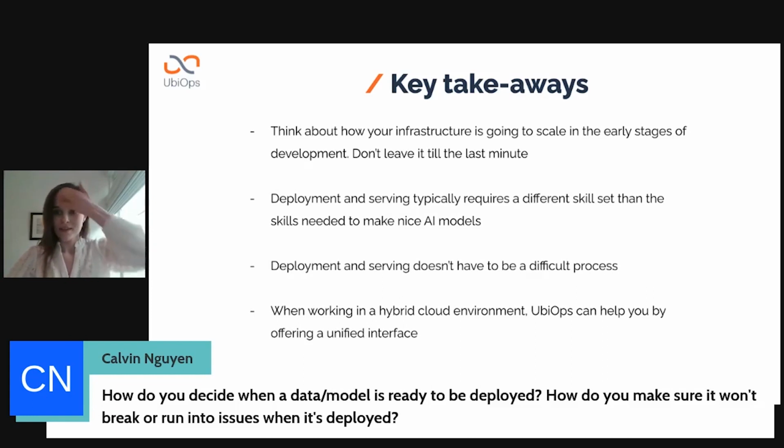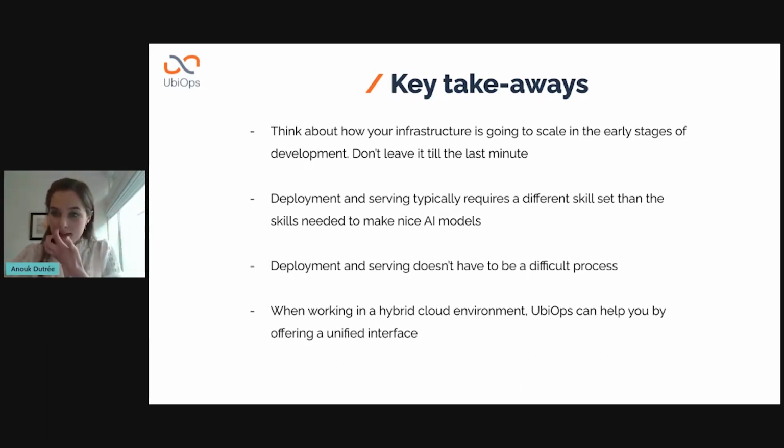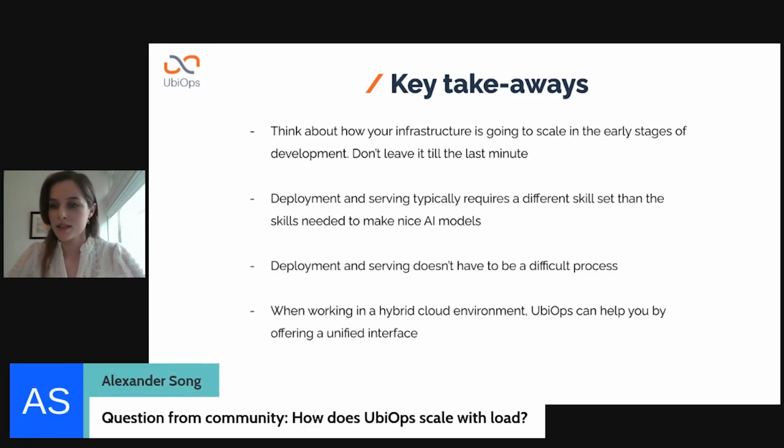And I see another question from Alexander. How does UbiOps scale with load? So let me see if I understand this correctly. Basically, when you create a deployment, and I went over it quickly now, in the notebook you will see that there's a parameter called minimum number of instances, which we set to 0, and maximum to 1. This means that this deployment that we just made scales from 0 to 1, so it cannot really scale up.